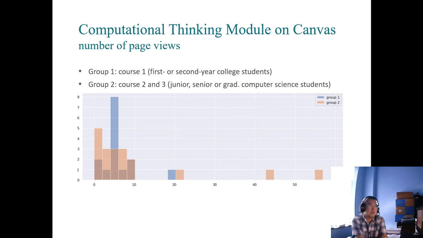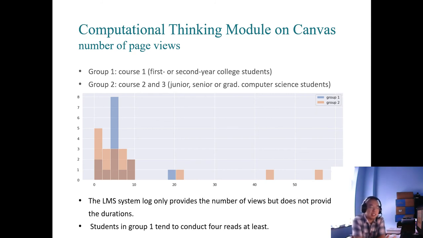Another thing is we also want to see the number of views on those pages. And remember, we have a total of 6 pages. Unfortunately, since we are using the LMS to collect the data, the Canvas system can only give us the number of views, but it doesn't give us the duration of each view. So we know that the student opened up that page, but we don't really know how long the student really stayed on this page. So this is one of the limits of this study.